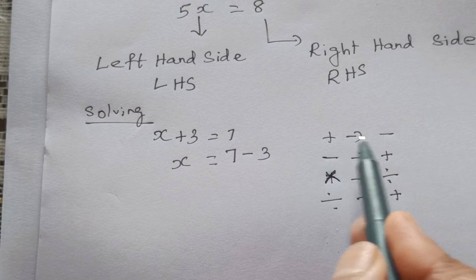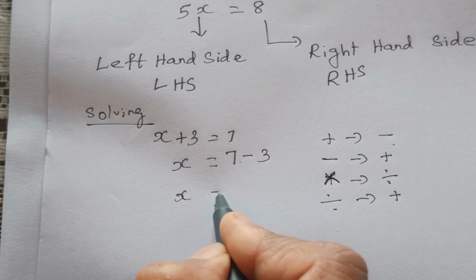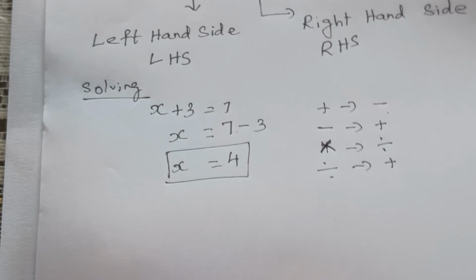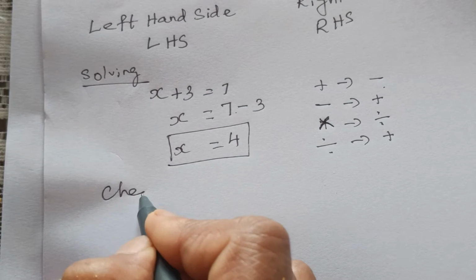Now plus 3 becomes minus 3. Now you just subtract, your answer is over. 7 minus 3 is 4. That's our answer. Now in solving an equation, we can check the answer.